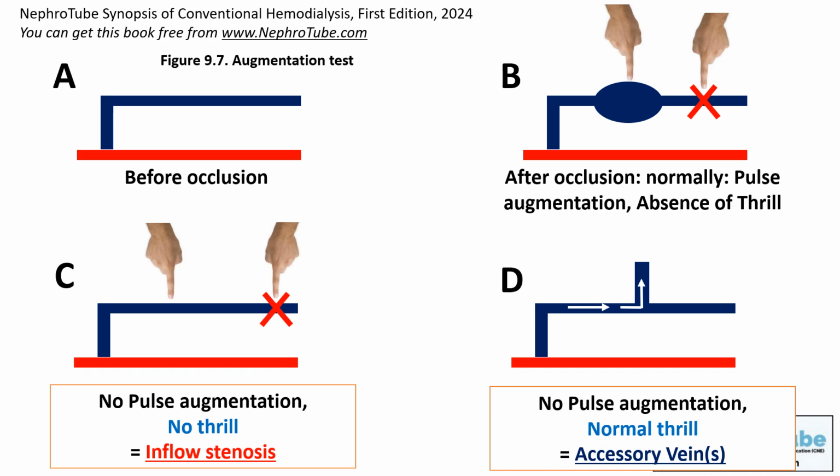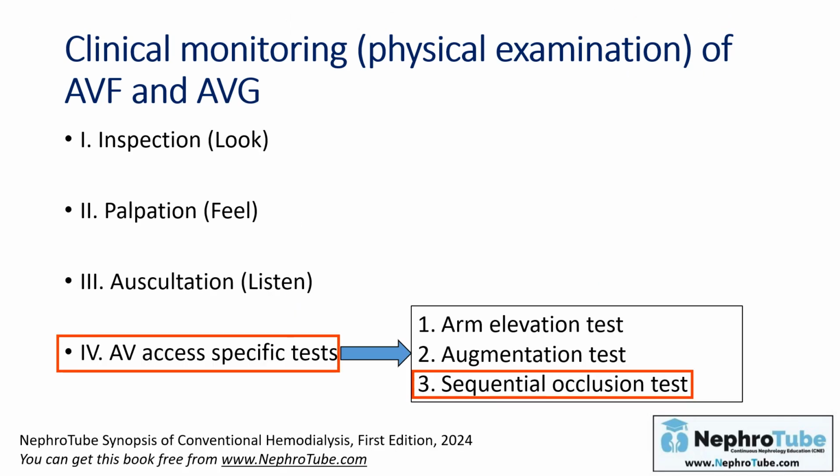The second abnormal option is that when you occlude here, this finger feels a thrill, a normal thrill, but no pulse augmentation. This indicates the presence of accessory veins that drain the blood out of the fistula. And from this point, it is important when you find this option, you have to do what is called the sequential occlusion test.